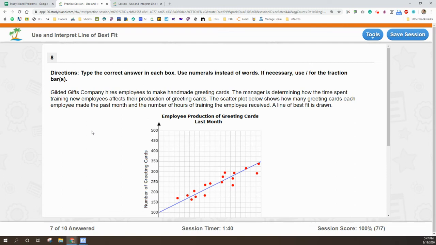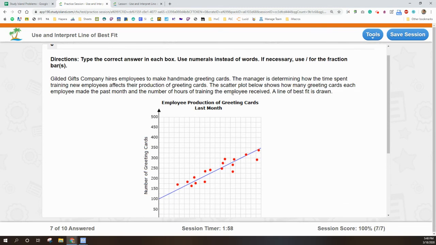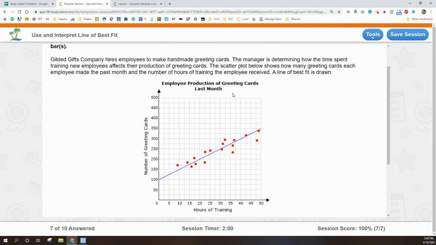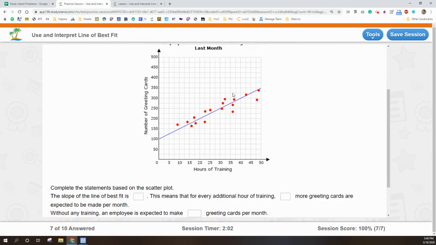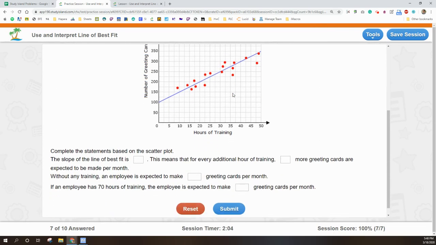Number 8, Gilded Gifts Company hires employees to make handmade greeting cards. The manager is determining how the time spent training new employees affects their production of greeting cards. The scatter plot below shows how many greeting cards each employee made the past month and the number of hours of training the employee received. A line of best fit is drawn. So there's your data, there's your line of best fit. Let's get right into the questions.